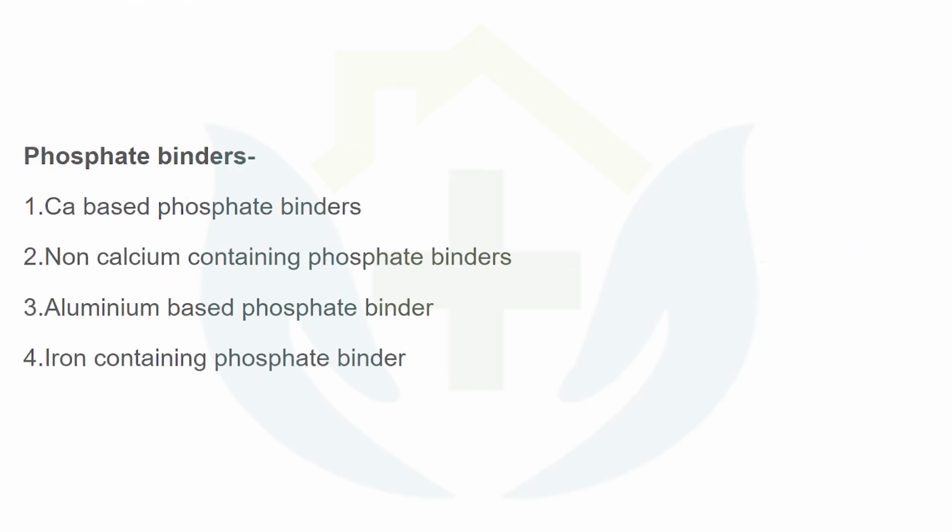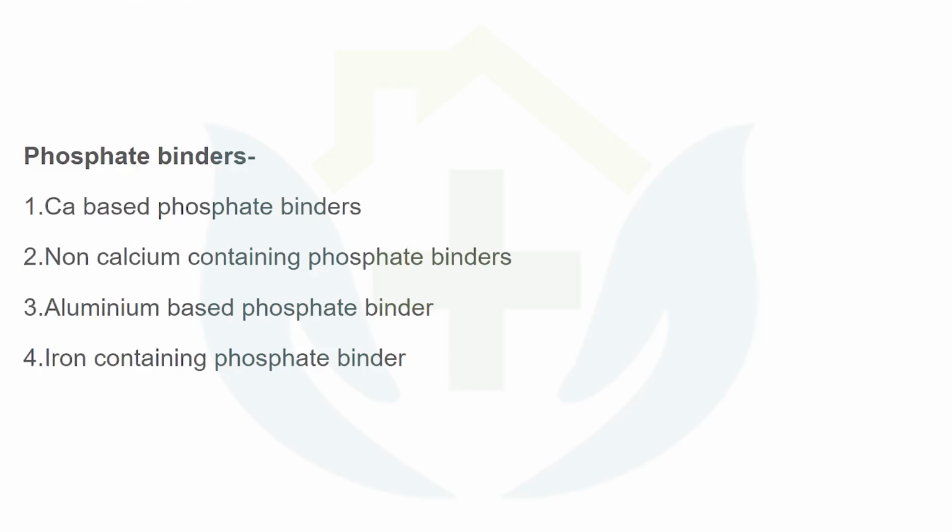Next is use of phosphate binders. We have different classes of phosphate binders: calcium containing phosphate binders, non-calcium containing phosphate binders, aluminum based phosphate binders, which are not commonly used now, and the novel classes of iron containing phosphate binders.